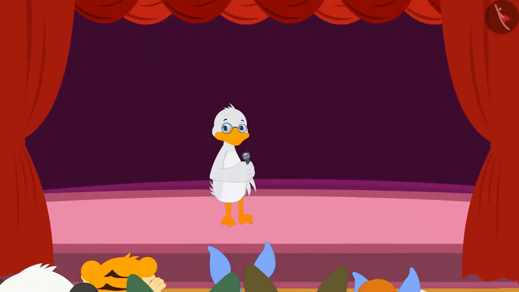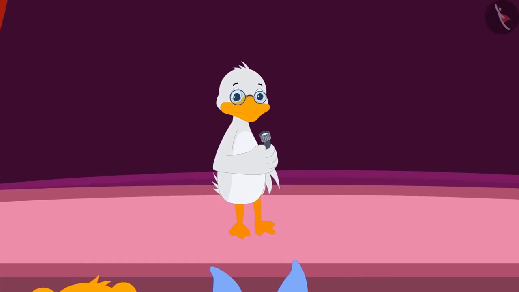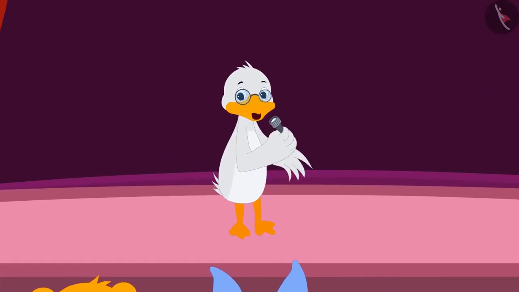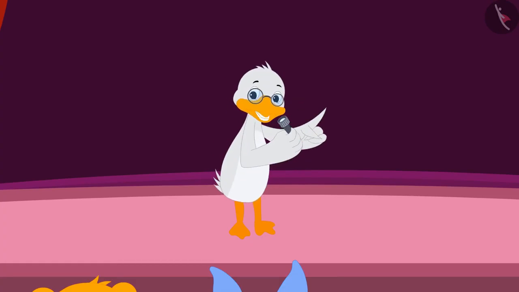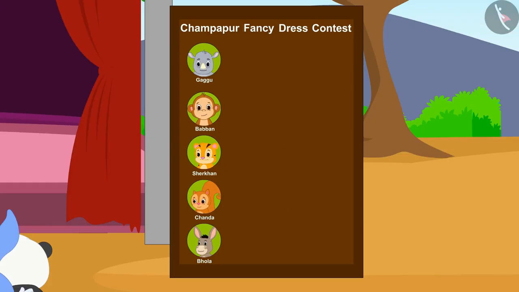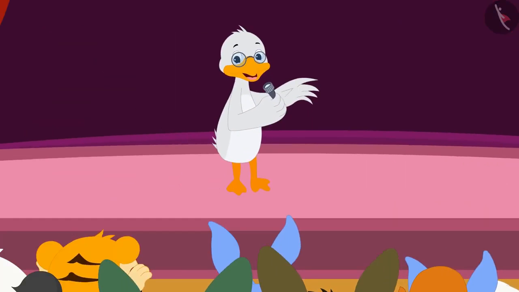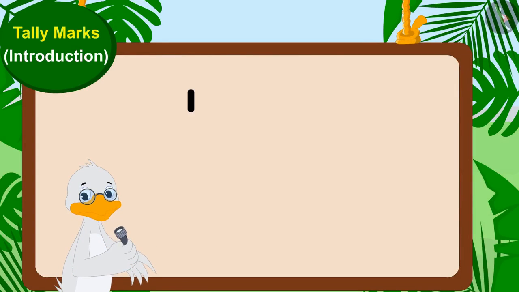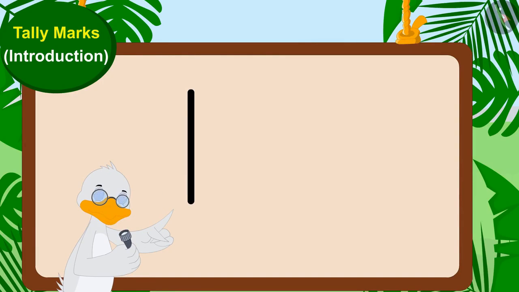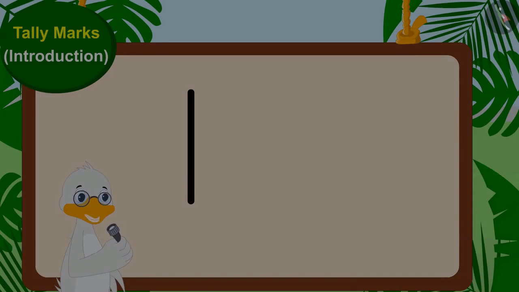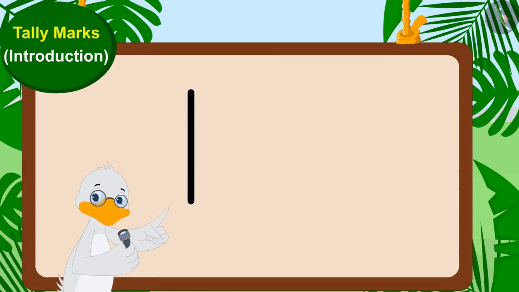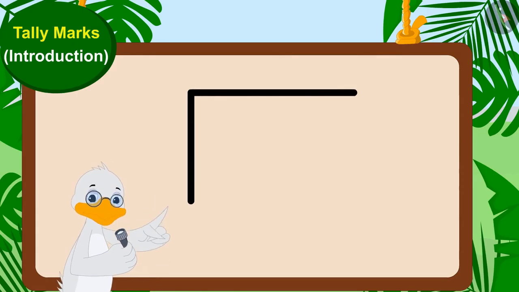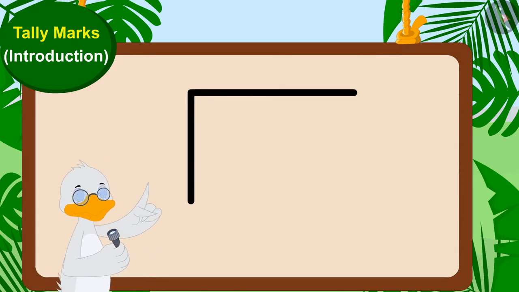Badbole uncle, the host of the competition, told the audience, "The names of all the contestants have been written on the board placed near the stage. You can vote for the contestant whose costume you liked the most. Draw a vertical line like this for the first vote. For the second vote, create a horizontal line in this way.